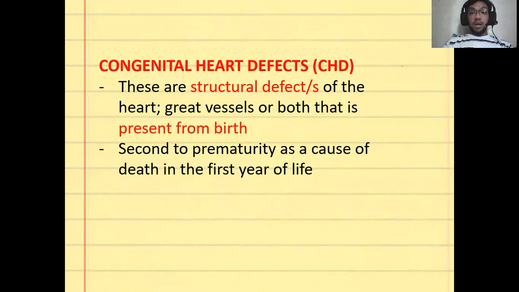So, what are congenital heart defects or CHDs? These are structural defects of the heart, or of the great vessels, or both of them, which are present at birth. And it is second to prematurity as a cause of death in the first year of life. Actually, prematurity is not really the cause of death, it's the acute respiratory distress syndrome that premature infants die from due to the lack of lung surfactant. That's why they die from prematurity.